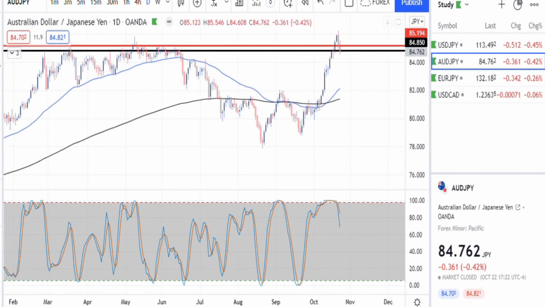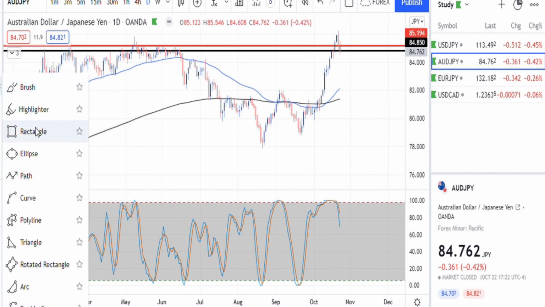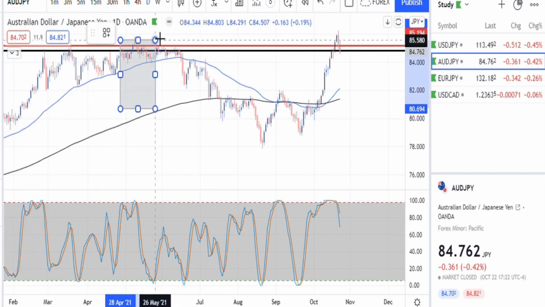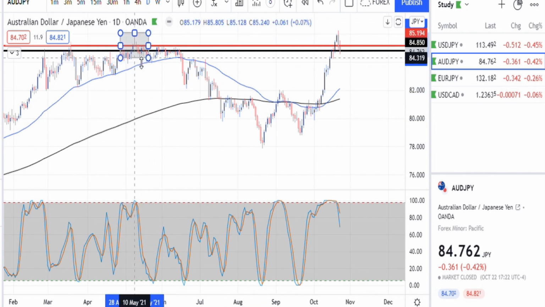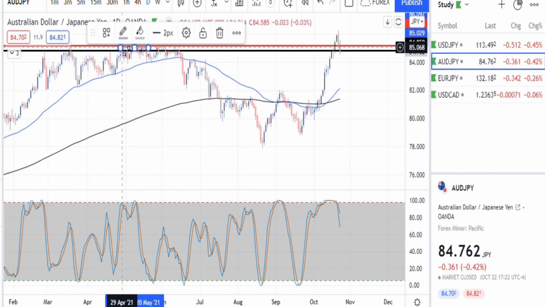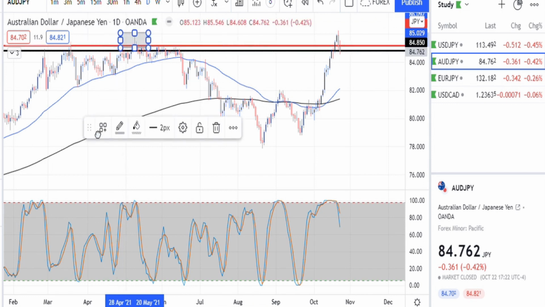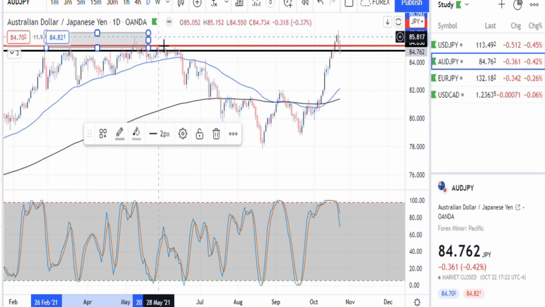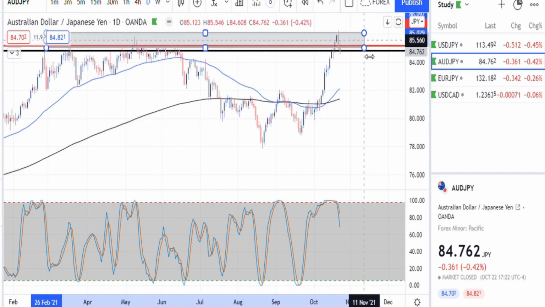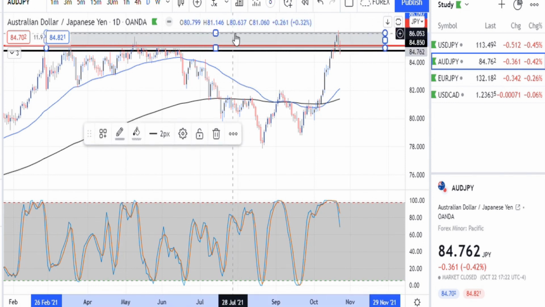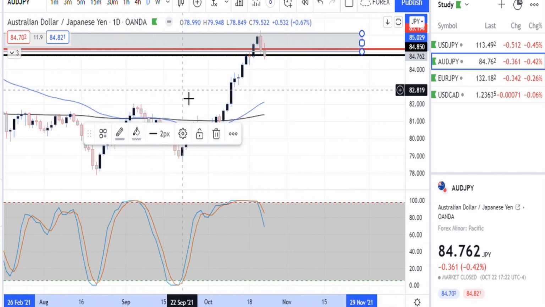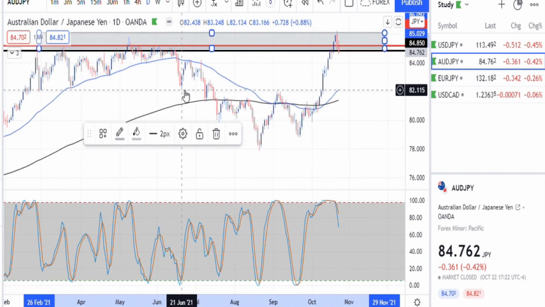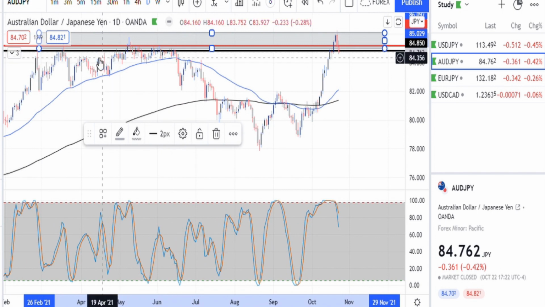Okay, boom. I see, was not trying to do that. I see that we do have some resistance here. See that we have resistance here and a supply area. So we have a supply zone right here. Boom. Okay. We have liquidity in the market for sellers in this area.